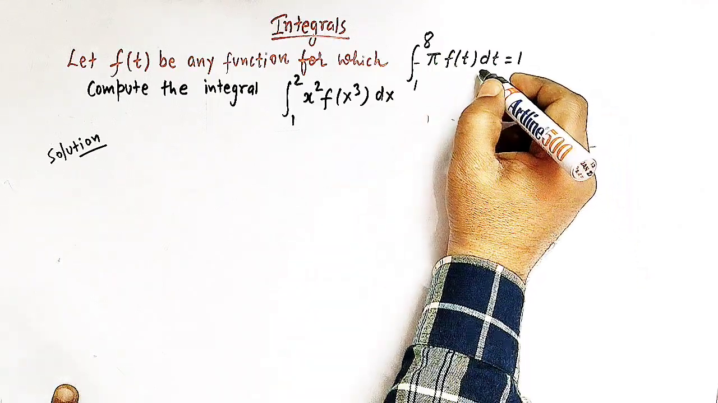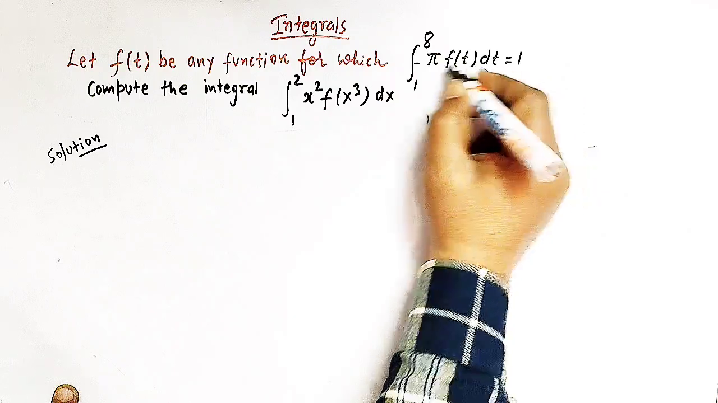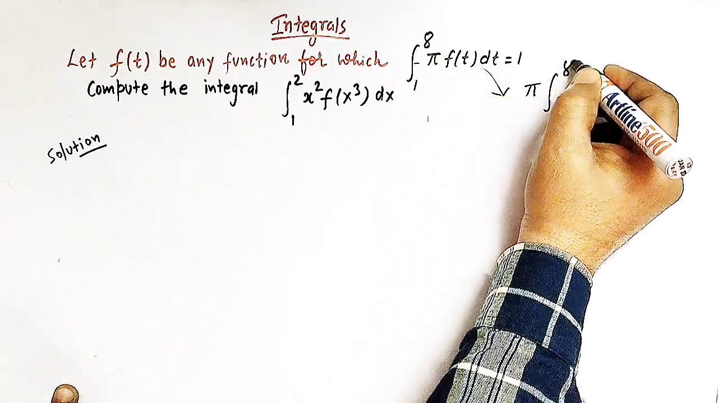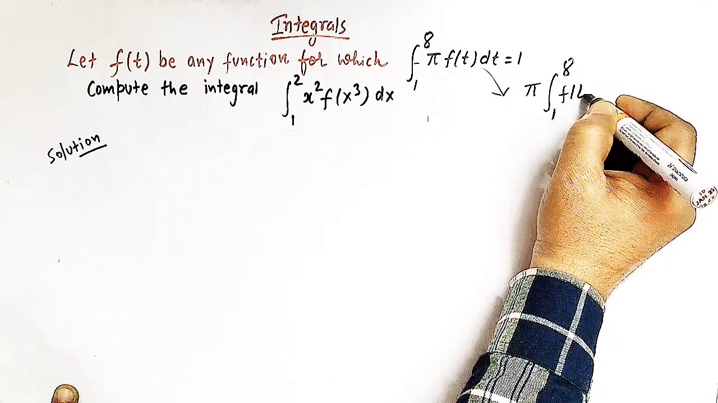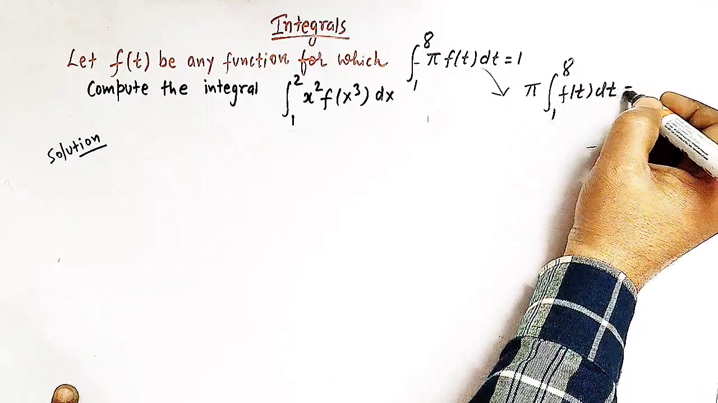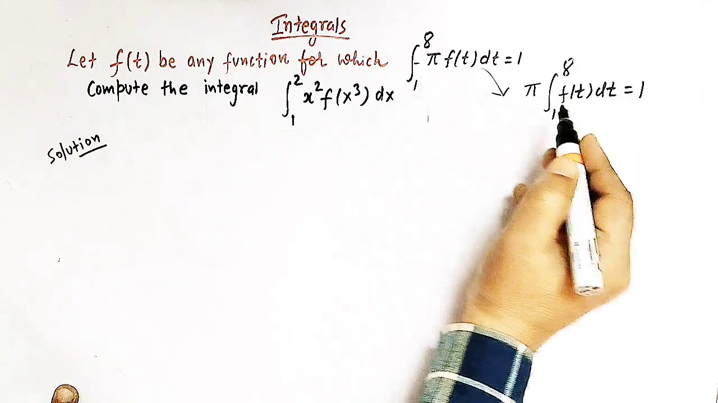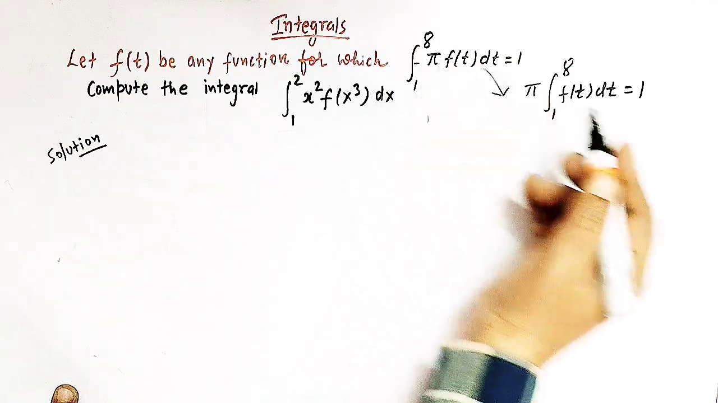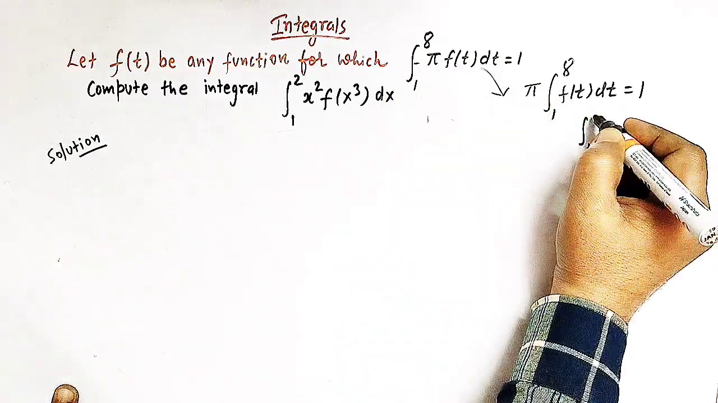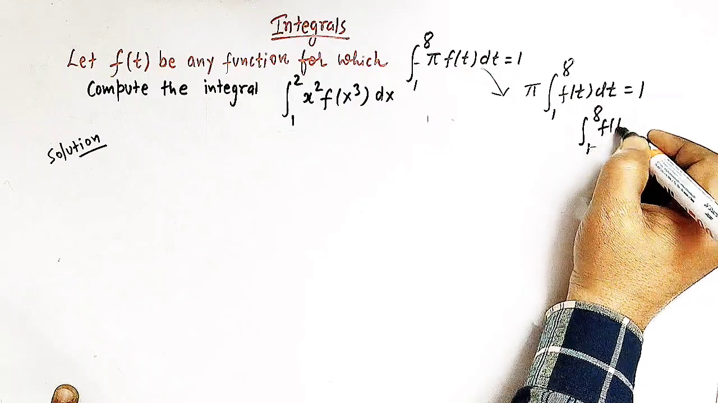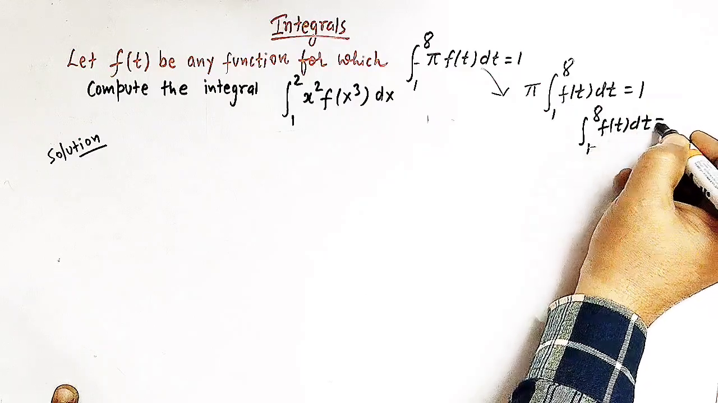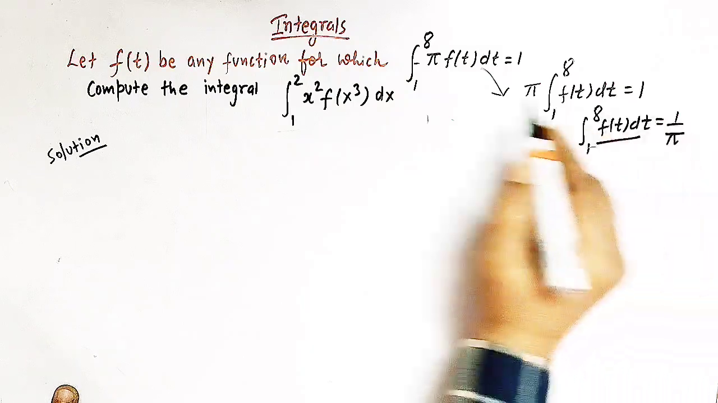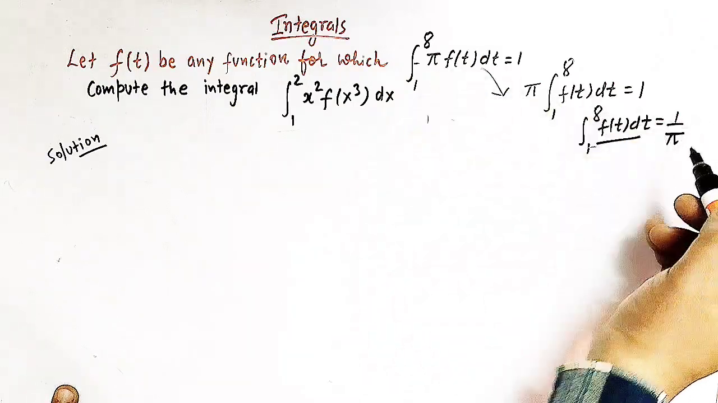Right, now let us first write this integral as pi times the integral from 1 to 8, and here we have f of t dt is equal to 1. So here we have taken pi outside the integral, pi being a constant. So now we can write the integral from 1 to 8 of f of t dt is equal to 1 over pi. So the value of this integral is given to be 1 over pi.